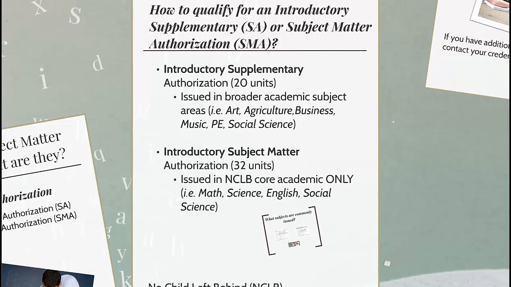How to qualify for a supplementary authorization or subject matter authorization. Introductory supplementary authorizations require at least 20 semester units in the subject. Introductory supplementary authorization is typically issued in broader academic subject areas such as art, agriculture, business, music, PE, and social science. If added to a single subject teaching credential, it authorizes teaching content typically approved for study in grades 9 and below. However, students may be above grade 9.